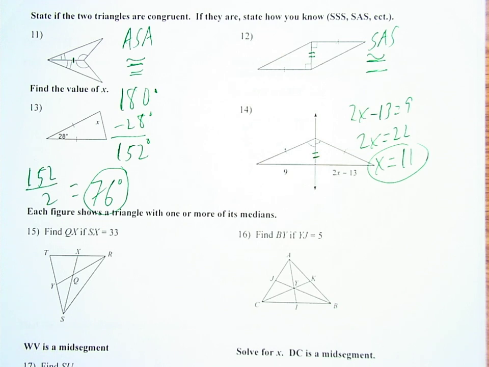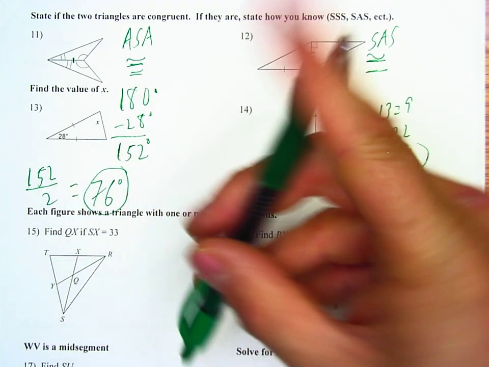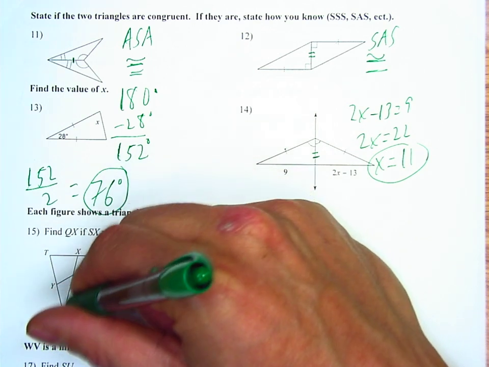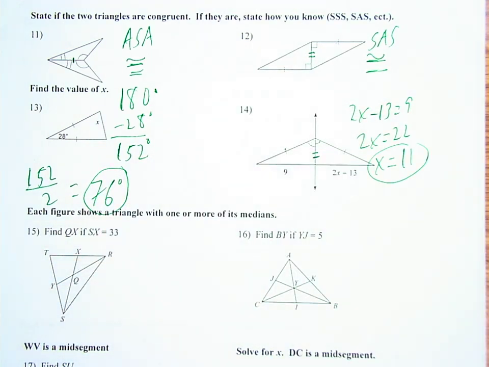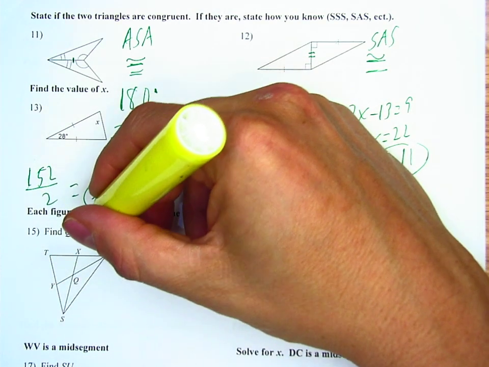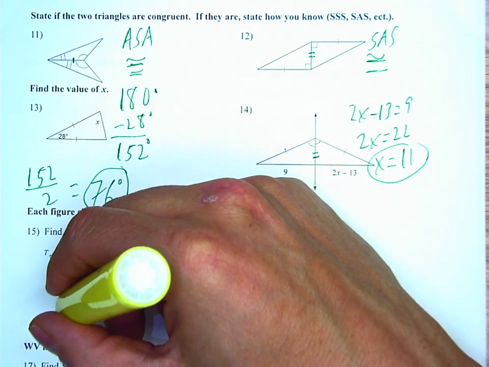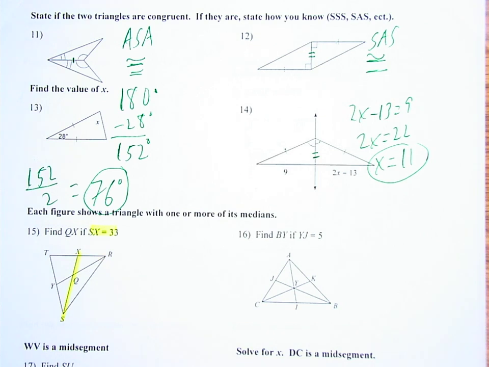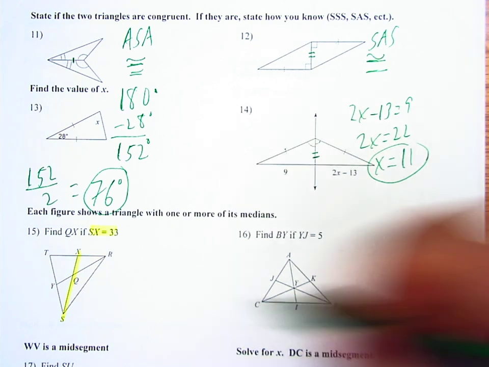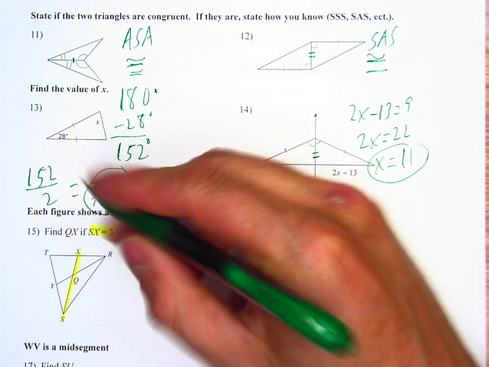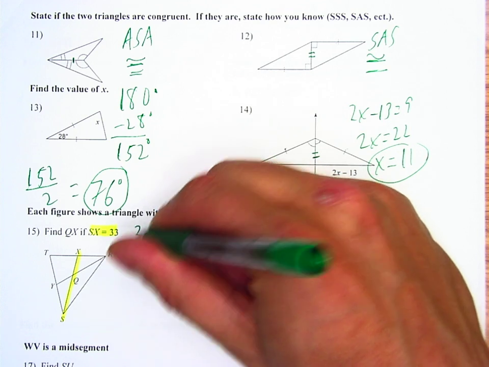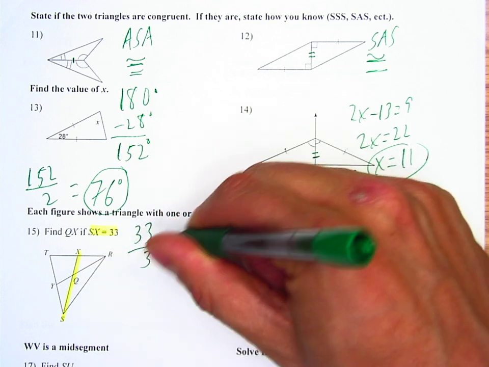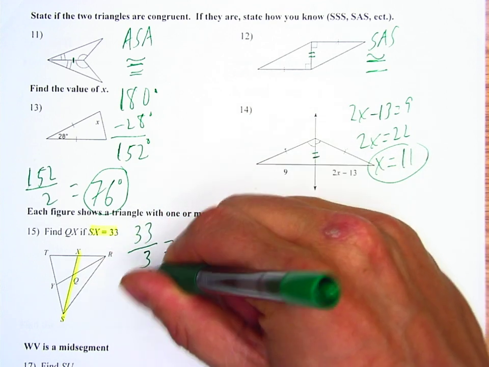So to get that remaining length there, you would divide 33 by 3 because SX is the entire length. So what I like to do here is I like to say, is this the entire length or is it one of the smaller portions? So this is the whole length of SX. And again, it's dividing into thirds. 1/3 of it goes here, the other 2/3 goes there. So if I take 33 and I divide it by 3, I get 11. QX will equal 11.